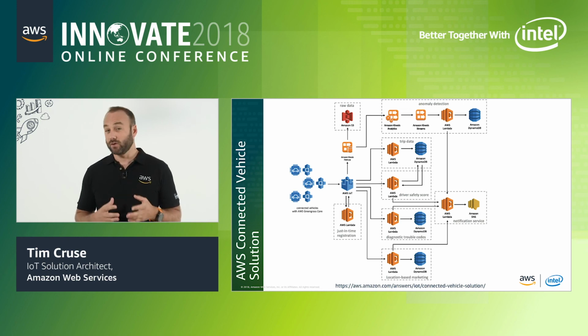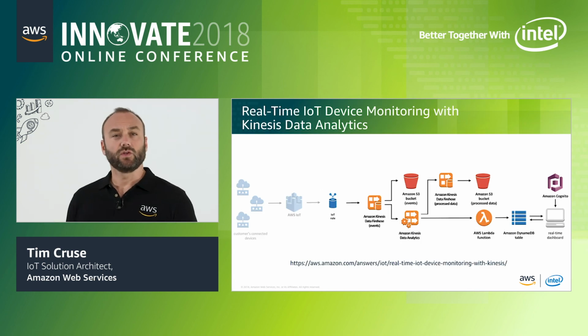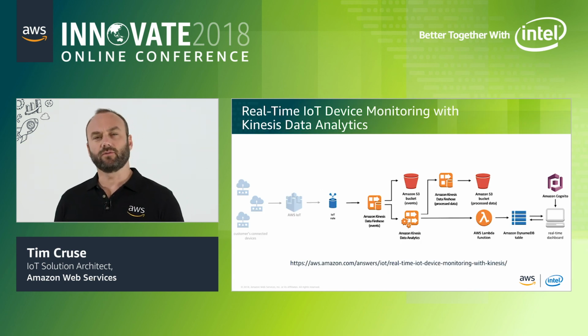If you are looking into vehicle tracking and managing solutions, do have a look at the connected vehicle solution. It's available to you now, and the flexibility of AWS IoT and the rules engine will allow you to customize it for your needs. In some cases, you'll need real-time monitoring for your devices.